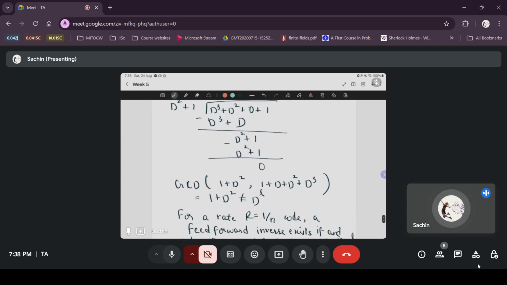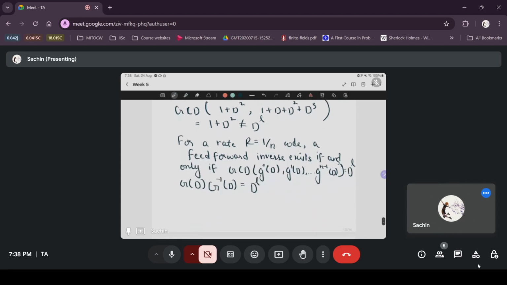So the GCD of 1 plus d square and this other term is 1 plus d square, which is not of the form d power L for any integer L. And here it says this feed forward inverse exists if and only if it is of the form d power L. So for this question, this implies feed forward inverse does not exist.